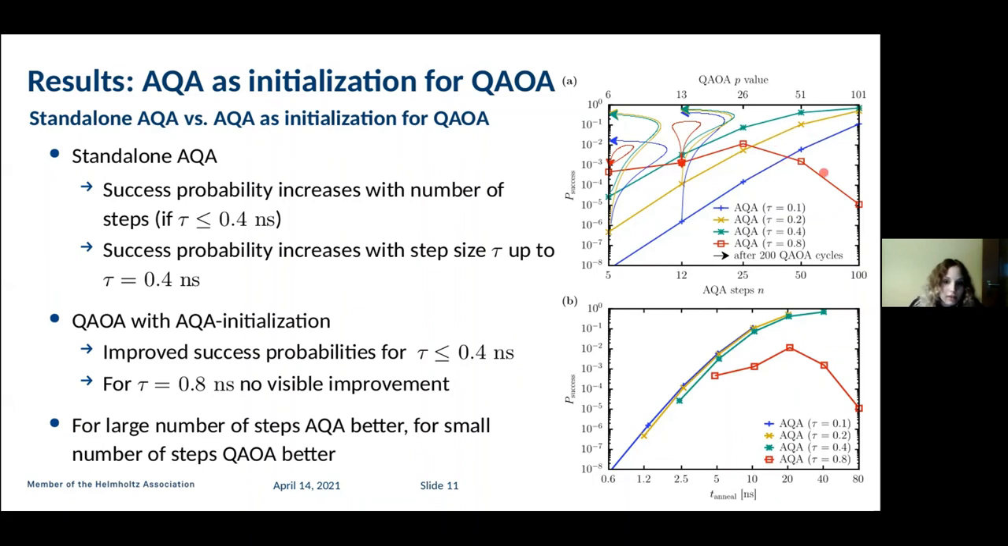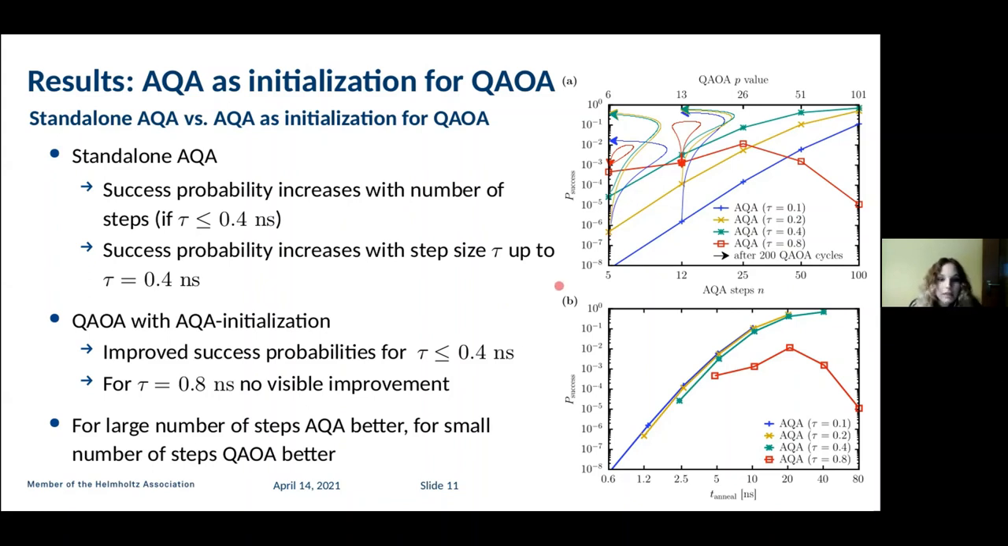So what can we conclude now? If we have a large number of steps, then Aqua is still very good and more efficient than QAOA. But if we have a small number of steps, then Aqua might be a good solution for an initialization for QAOA.